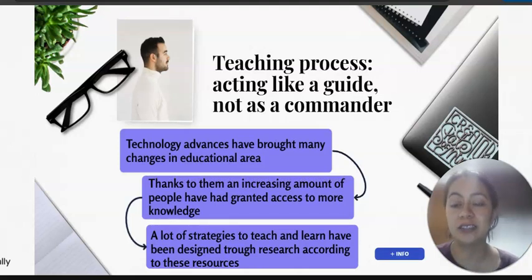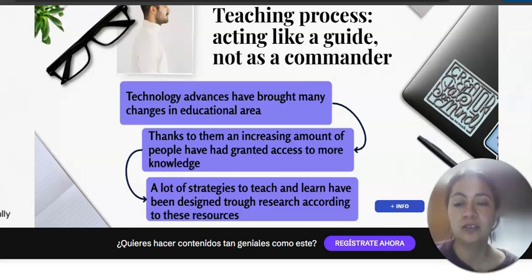As a product of this task, I wrote an essay that I titled Teaching Process: Acting Like a Guide, Not as a Commander. In the first place, to contextualize this topic, we know that technology advances have brought many changes in the educational area. And thanks to those advances, an increasing amount of people have more and more access to the knowledge and in general the available knowledge that we have nowadays. So a lot of strategies to teach and learn have been designed through research according to these resources.